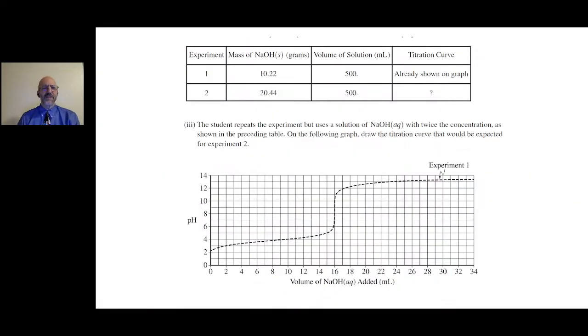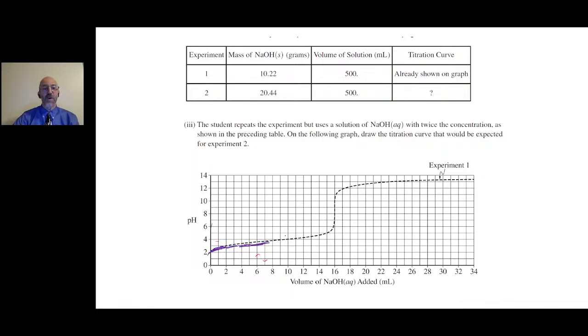So remember how that student had prepared a solution of sodium hydroxide? Again, we don't need to know that number, but now it says they prepared a different solution of sodium hydroxide with twice the concentration. So now we have to consider how that would affect this curve. Are we titrating a different acid? No. So the pH of the original acid was around 2. We're not switching to a different acid, so we should start our curve right around that same spot.